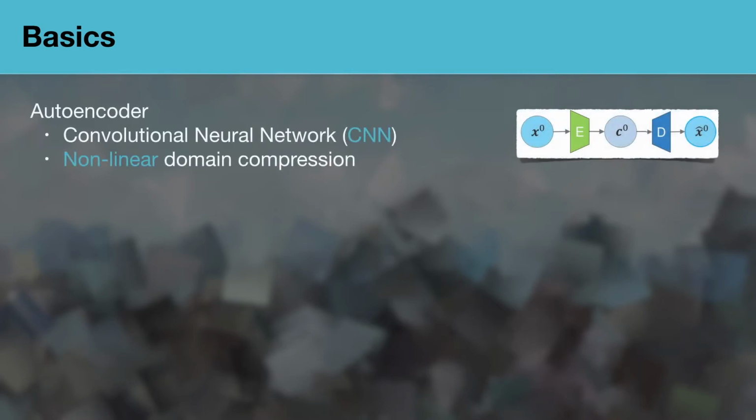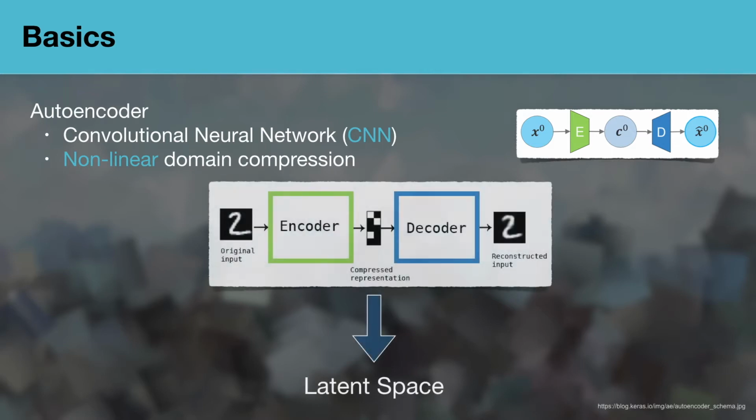The first one being an autoencoder, a convolutional neural network that consists of several convolutional layers that allow for nonlinear domain compression, a very important property for our use case. A convolutional autoencoder compresses data from the input domain to a compressed representation called the latent space, which is usually much smaller than the input dimensionality.